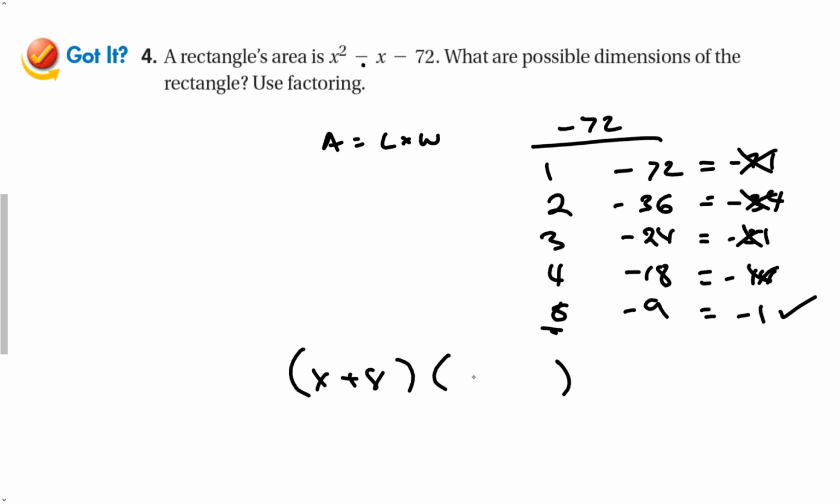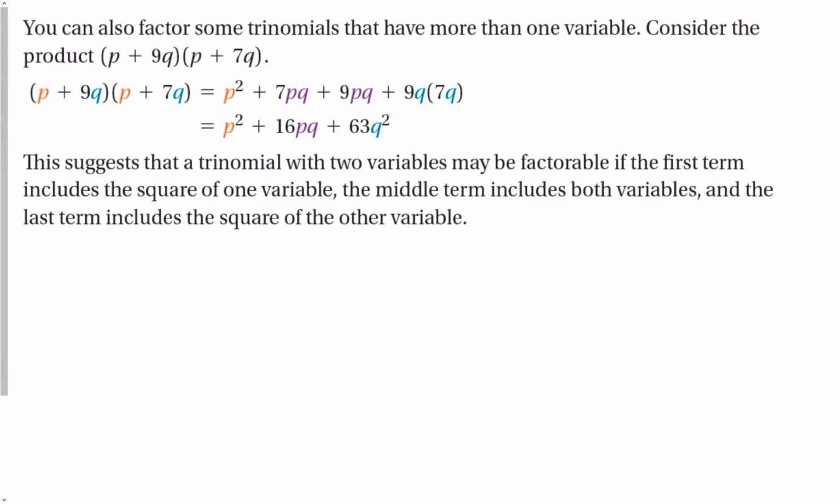The 8 is positive, x minus 9 in my factored form. Okay. We can also factor some trinomials that have more than one variable. Consider this product, p plus 9q times p plus 7q. So here, the p's multiply, and now here, we have pq, okay? And then in the last term, we have the q's. So look, we have one variable squared, both of them multiplying together, and then the other variable squared.